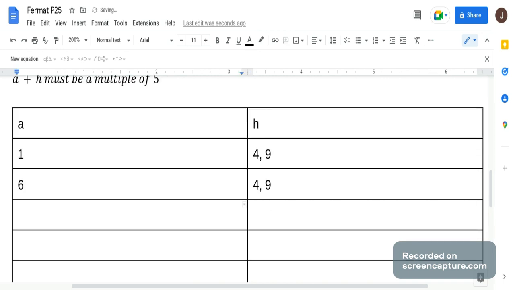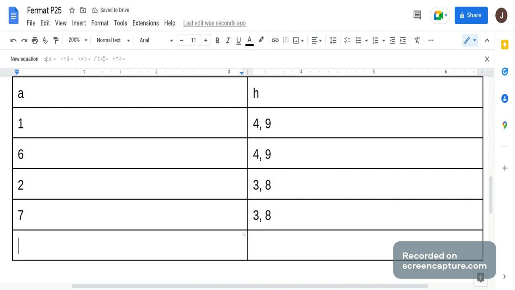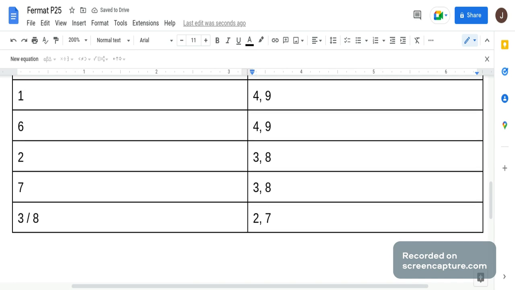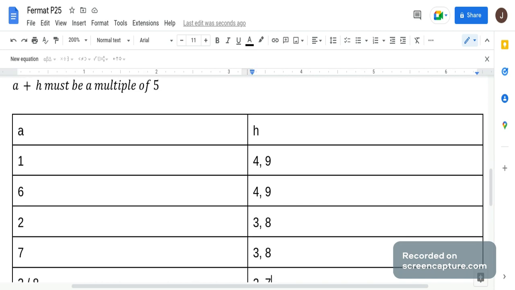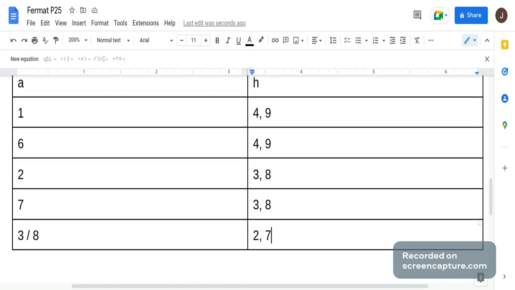Now we can talk about 2 and 7. When A is equal to 2, the possible values for H are 3 and 8. This works the same for 7, where H can also be 3 and 8. Now let's talk about the 3 and 8 case. For both of them, H can be 2 or 7. So if A is equal to 3, the possible values for H are 2 or 7. And if A is equal to 8, the possible value for H is also 2 or 7.